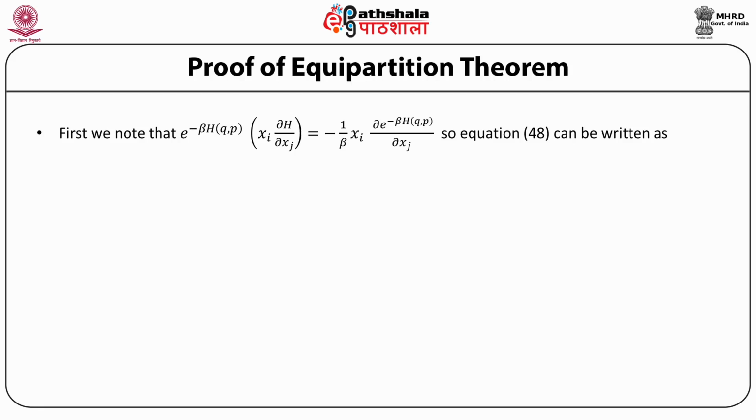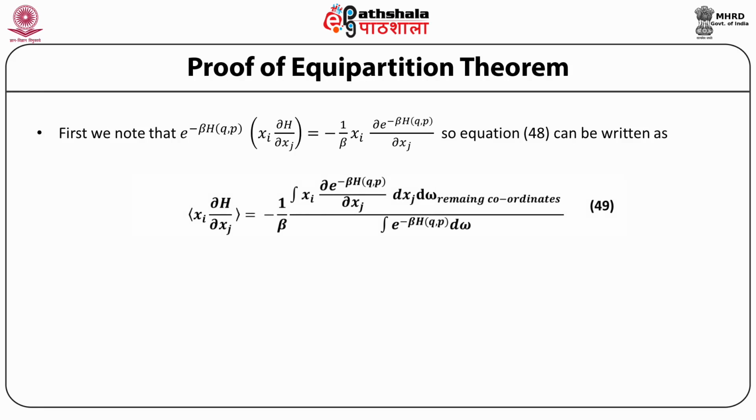minus 1 upon beta x_i partial derivative of e raised to power minus beta H(q,p) with respect to x_j. So equation 48 can be written as: the mean value of x_i partial derivative of H upon delta x_j is equal to minus 1 upon beta integral of x_i multiplied by the partial derivative of e raised to power minus beta H(q,p) with respect to x_j dx_j multiplied by d omega over the remaining coordinates, divided by e raised to power minus beta H(q,p) over omega.